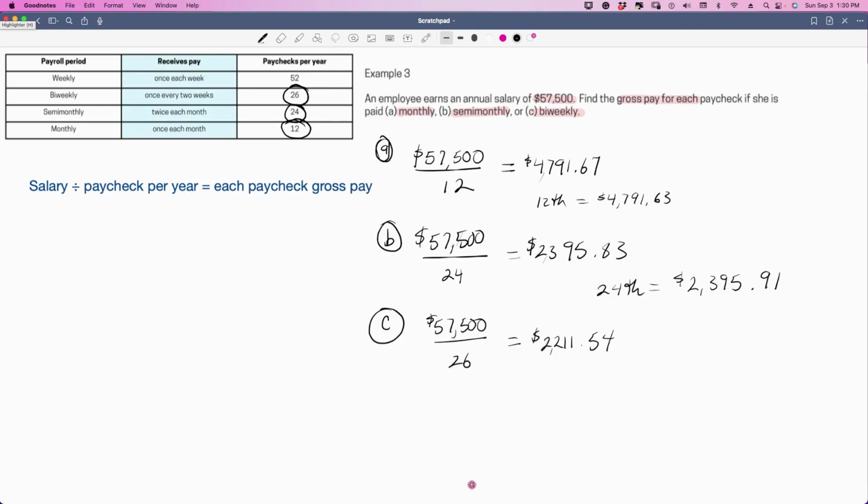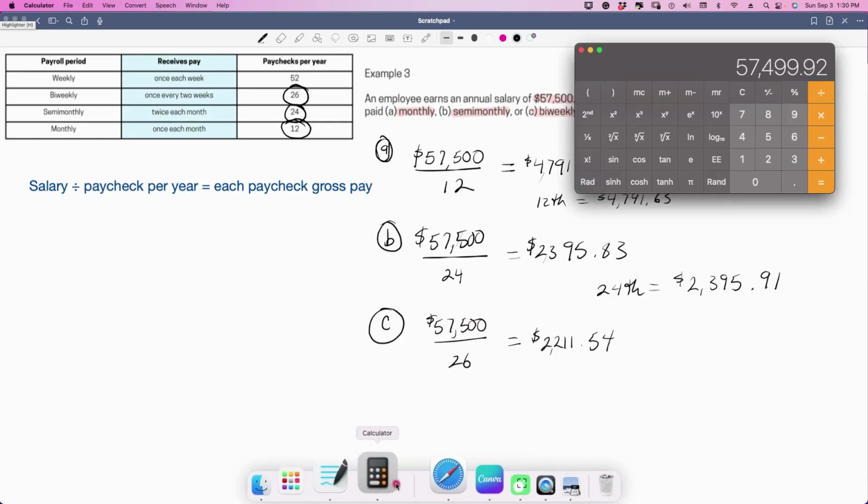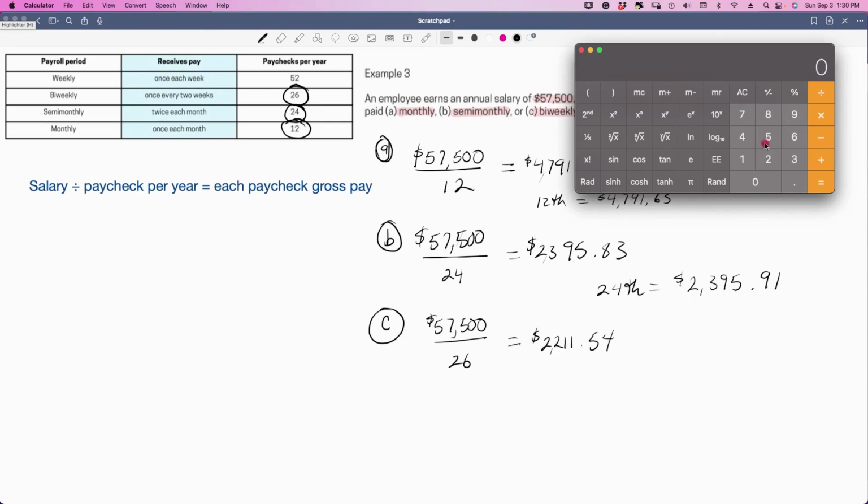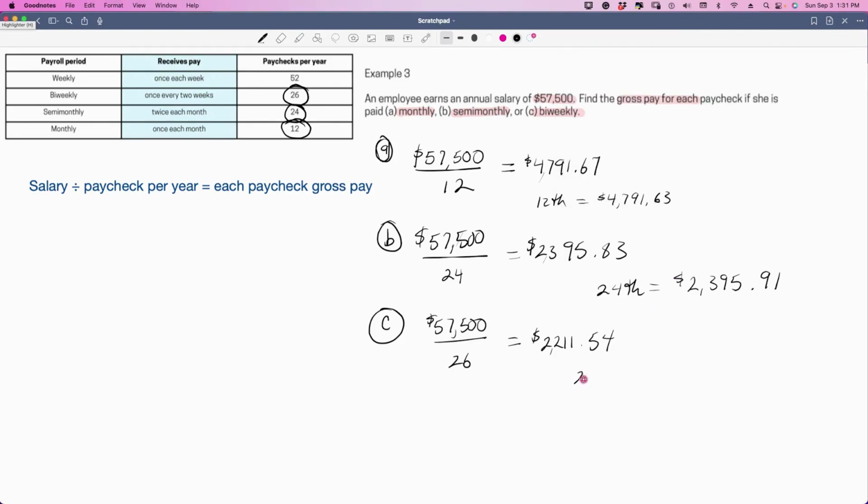And then on this paycheck, let's look at this correction. We have 2211.54 times 26, and that's 4 cents over as well. So that very last paycheck, the 26th paycheck, would equal $2,211.50. So you can see how they kind of make corrections.